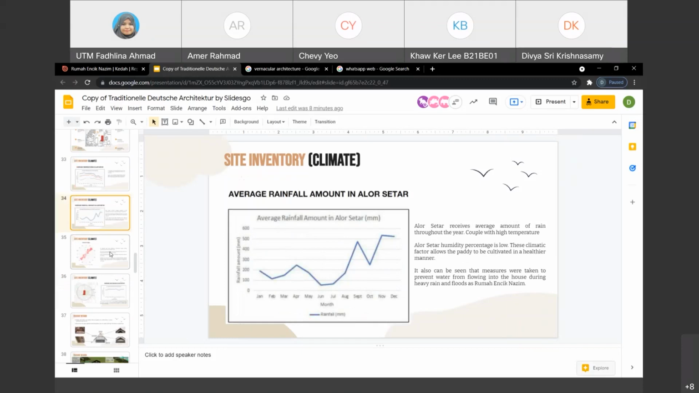So here is the average rainfall amount in Alor Setar. Alor Setar always receives an average amount of rain throughout the year, coupled with high temperature. So Alor Setar's humidity percentage is low. This climatic factor allows the paddy to be cultivated in a healthier manner. It can also be seen that measures were taken to prevent water from flowing into the house during heavy rain and floods, as in Rumah Encik Nazim, because the rainfall is highest in November and December.